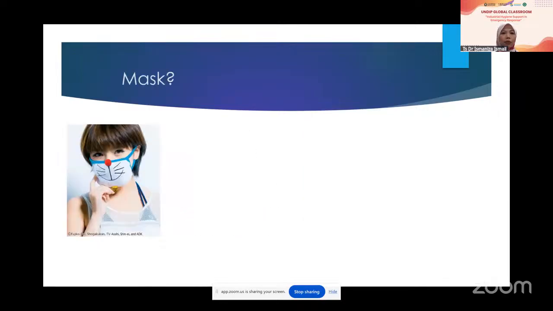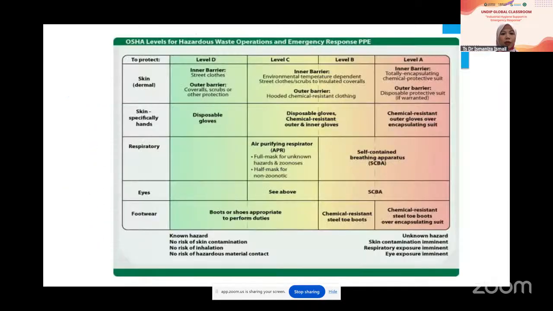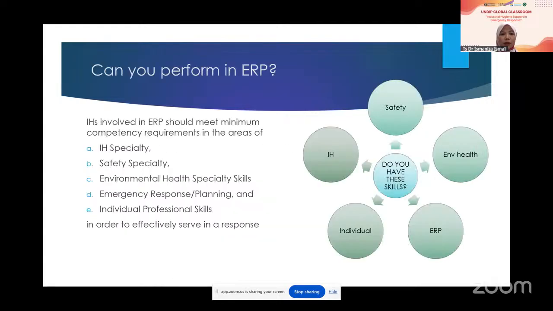We talked about this a while ago. Okay, Hasna. Sorry, doctor. Hasna said, how about lack of PPE due to budget efficiency? Wah, itu common banget ya. Iya, betul. Good question. It's a very good question.